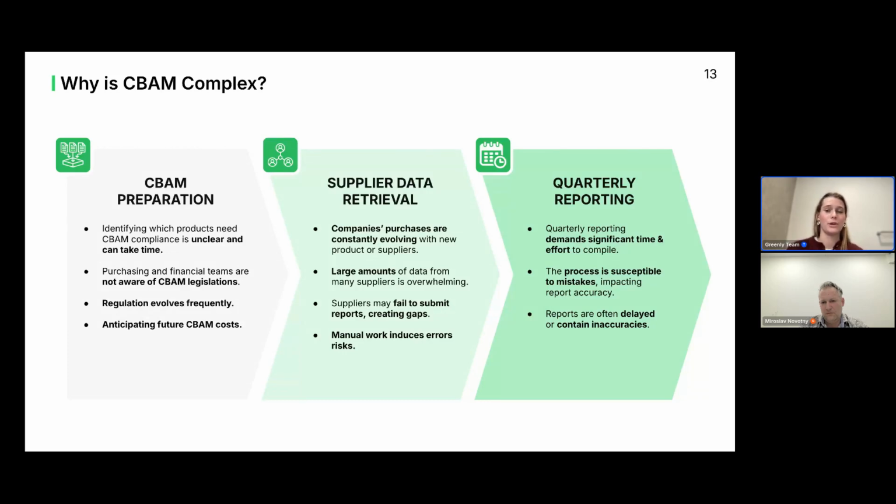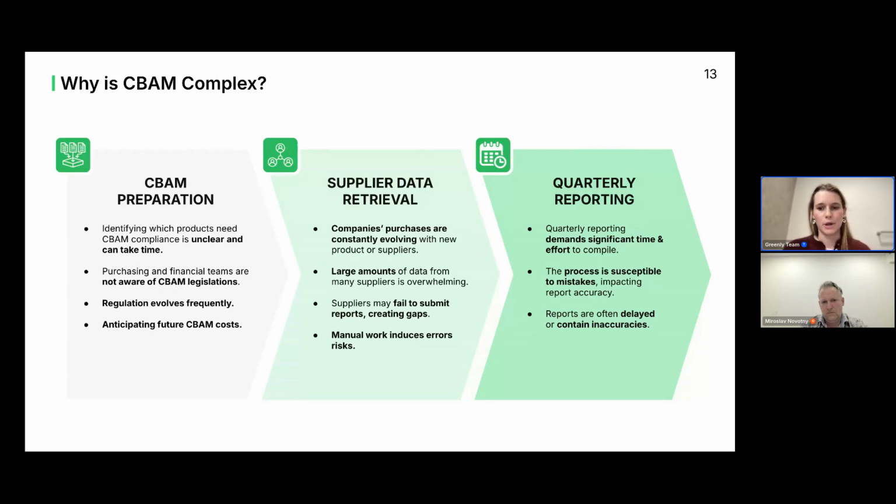First, CBAM preparation is inherently complex. For many companies, identifying which products fall under CBAM compliance is unclear and time-consuming, because it's really easy to say it's aluminium and cement products, but a lot of products actually embed those components and do not necessarily come under the CBAM scope. The CBAM scope is really well defined by CN codes, but then again, a lot of companies don't really know the CN codes of what they're shipping to Europe, so that's part of the complexity.